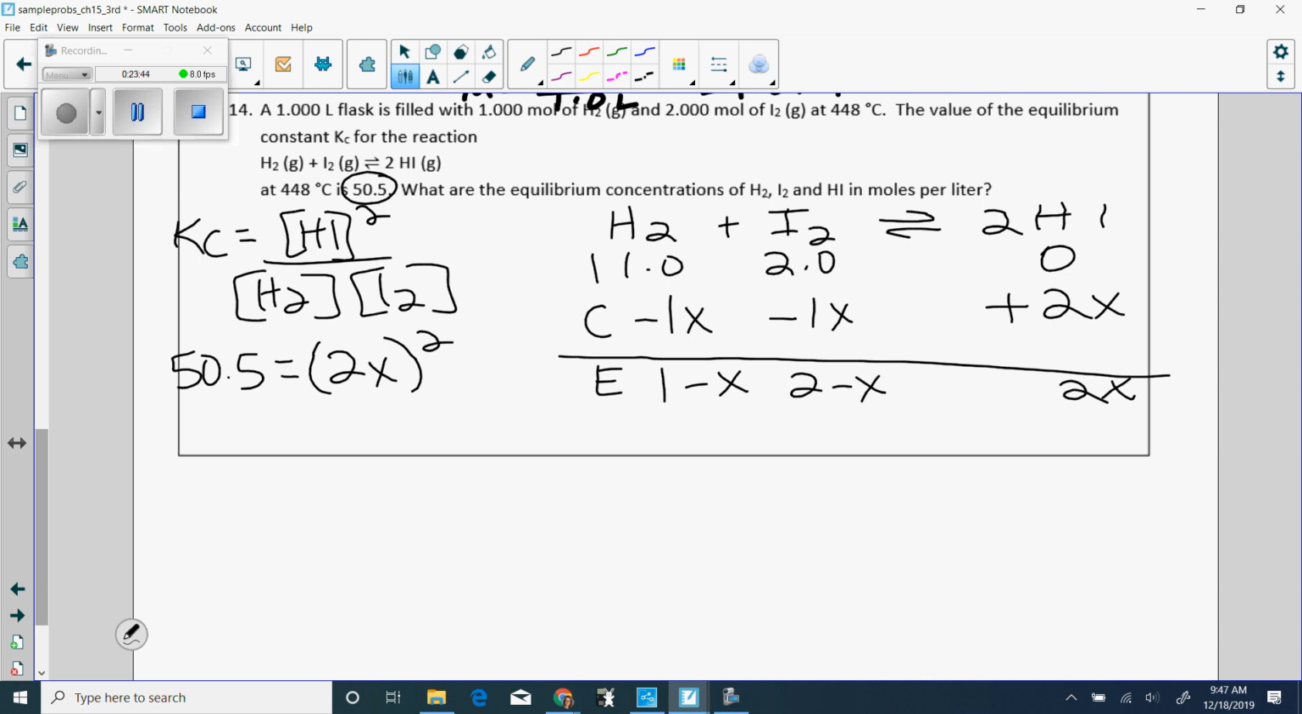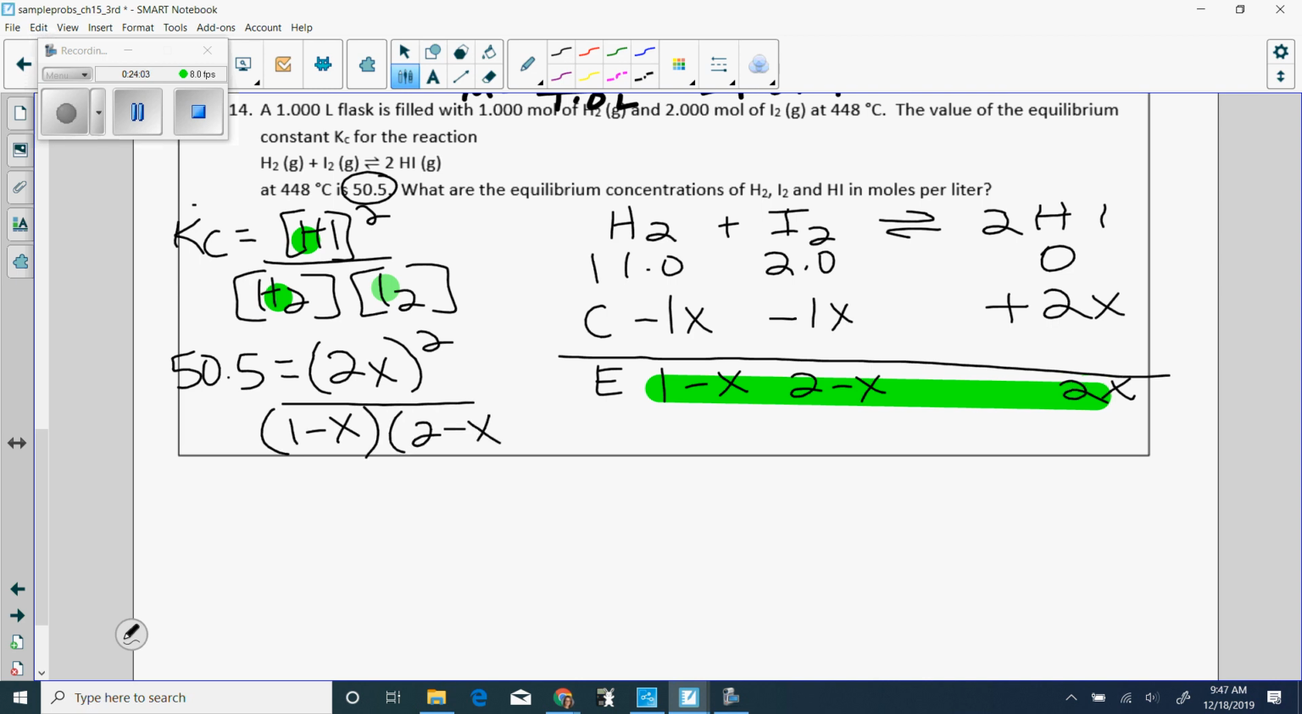Right? I plug in my green equilibrium row into here, here, and here. Over H squared, H2 is 1 minus x, times I2 is 2 minus x. This is how I have to solve for x now. Good thing we stretch out our algebra muscles. You have to FOIL this first. FOIL this, cross multiply, distribute, math, math, math. Don't screw up your negative sign.